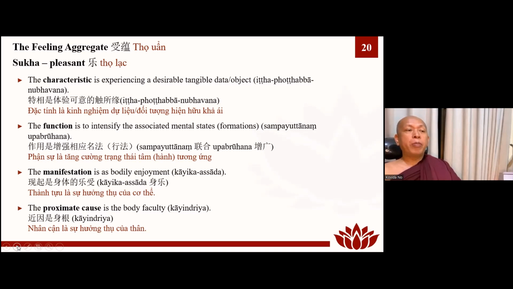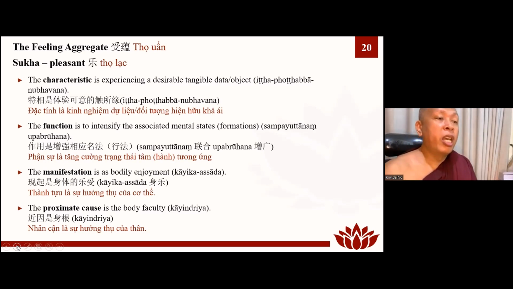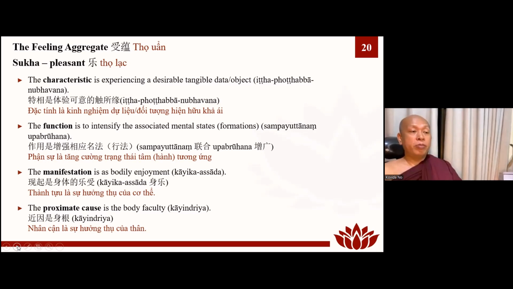Okay, anyway, when we talk about sukha, mostly it comes from the body, bodily sensation, experience in the body. This is called sukha. So the characteristic is experiencing desirable tangible objects. When desirable objects touch our body, it will be pleasant. Then the function is to intensify the associated mental states.